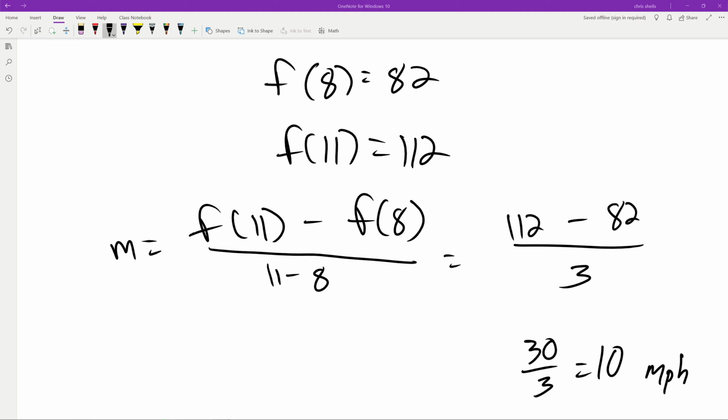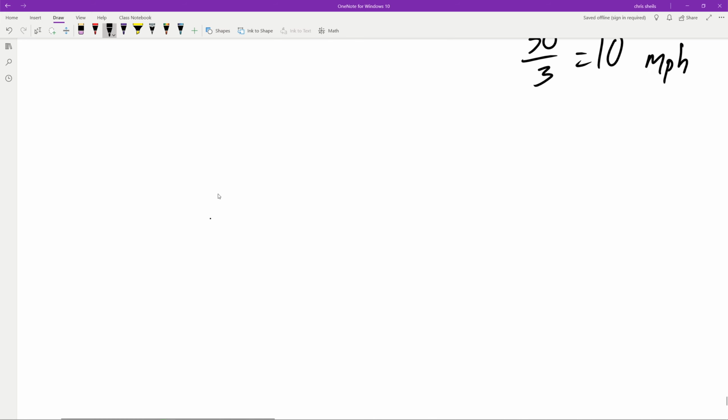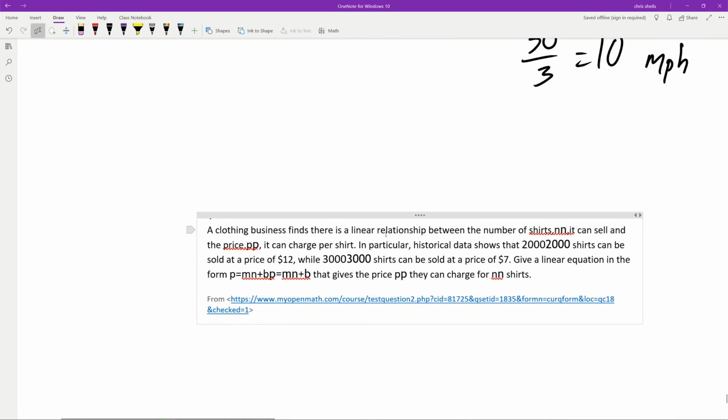Let's see. Let me look at some more stuff here. Let me see if this copies over correctly. Okay, I just need to erase some things.